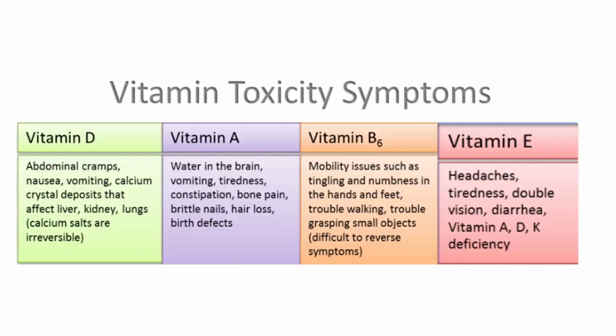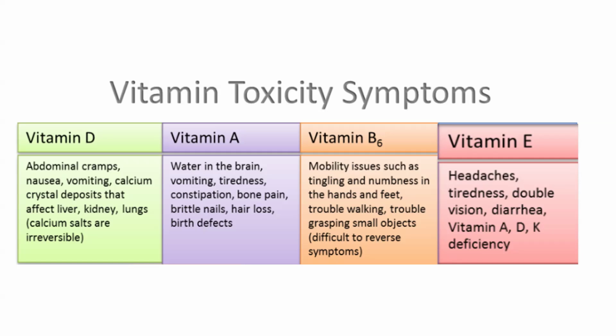So this is again the same thing. Now we will discuss the toxicity symptoms. If there is excess of a specific vitamin, what will be the symptoms? In case of vitamin D: abdominal cramps, nausea, vomiting, calcium crystal deposits that can affect liver, kidney, lungs. Calcium salts are irreversible.